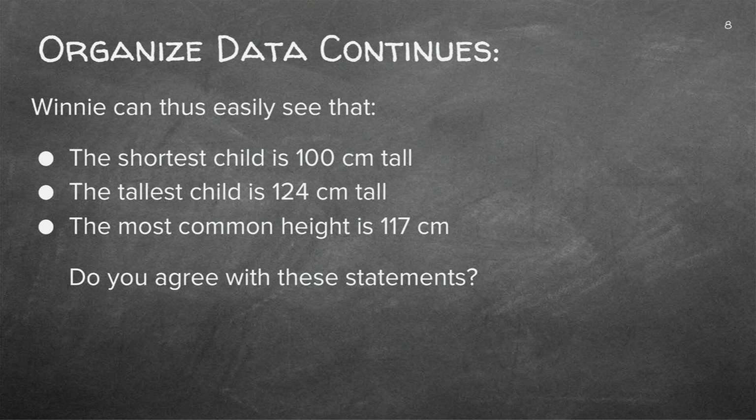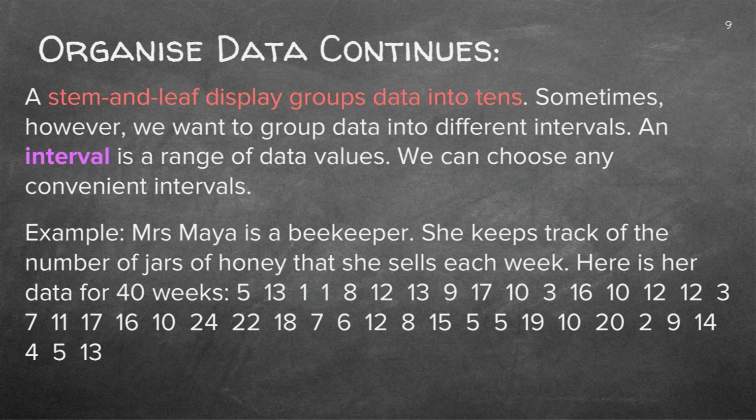Okay, right. If we want to continue with this, sometimes, however, we want to group data into different intervals. Now, what is an interval? An interval is a range of data values. We can choose any convenient interval. Okay, so for example, Mrs. Maya is a beekeeper. She keeps track of the number of jars of honey that she sells each week.